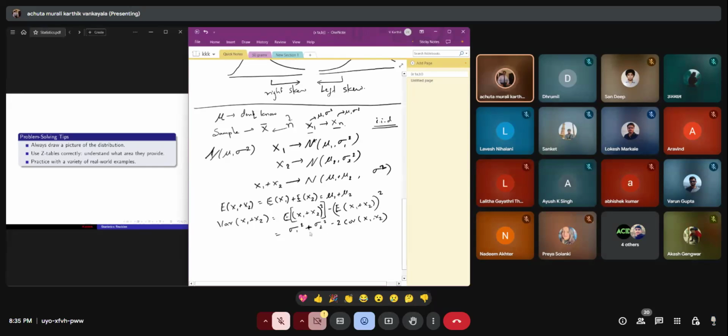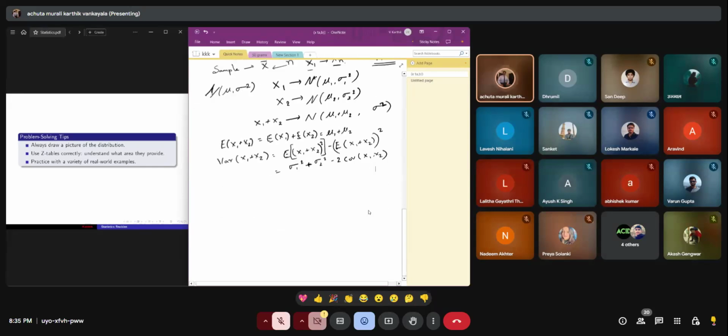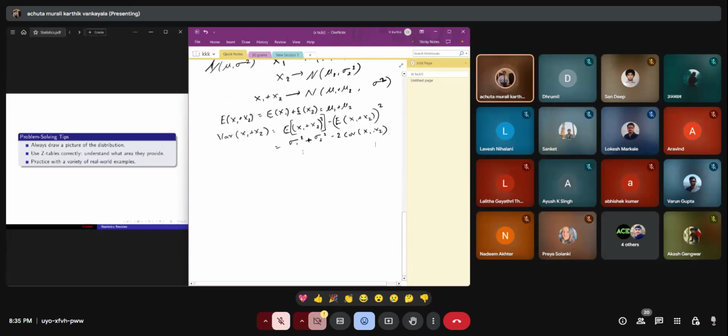So I hope all of you are acquainted with these kinds of notations: what is variance, what is covariance, etc. That's why I'm directly jumping into this. Sorry, this is positive. Okay. So now, since we have independently distributed samples, the covariance will be 0. So that would be sigma 1 square plus sigma 2 square, right? So this is sigma square.